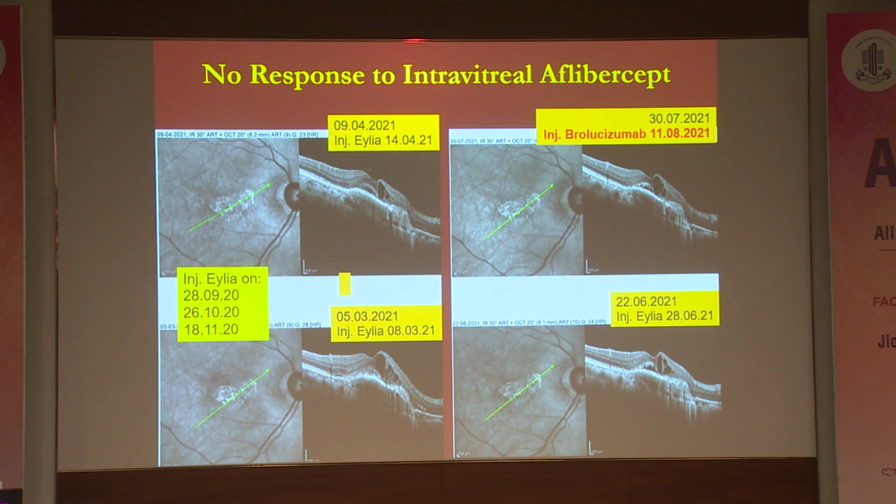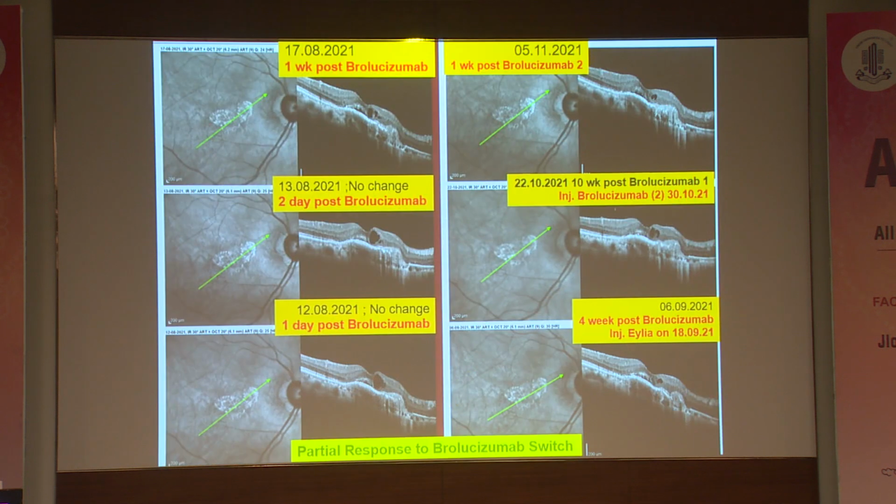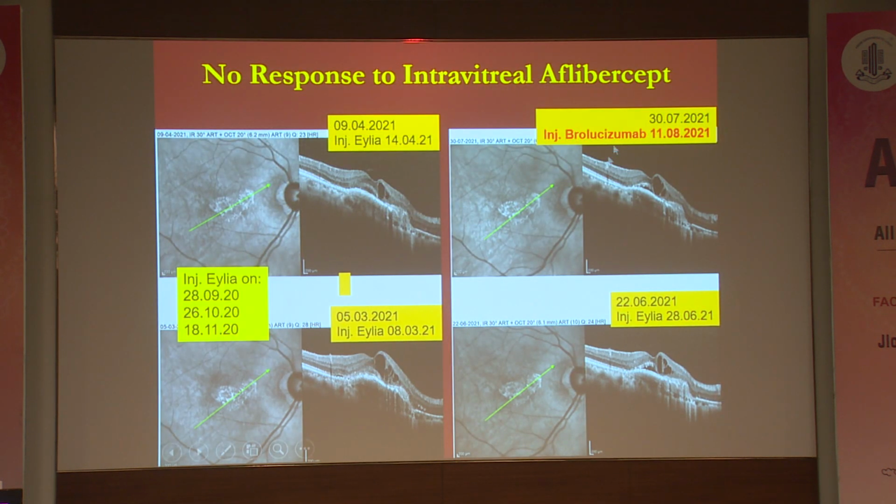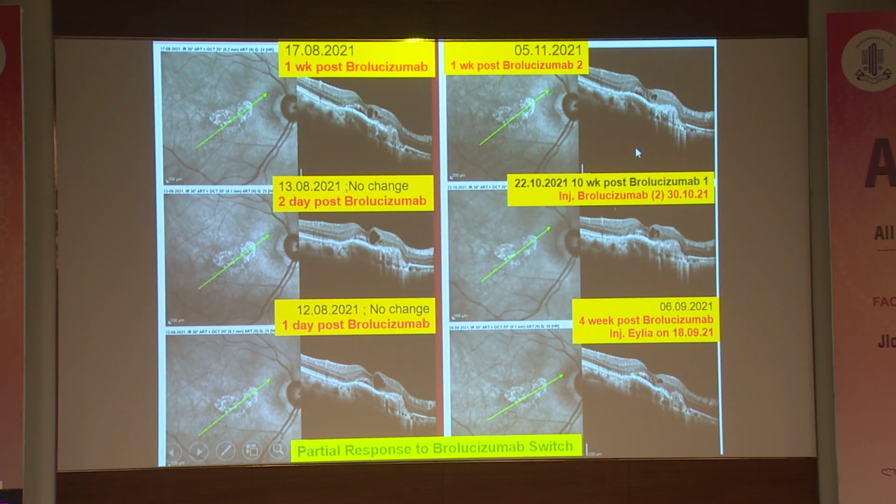This is the second patient. This had an intraretinal cystic cavity. Again, same thing. She just refused to respond. This is months and months of injections being given. And so we decided to give brolucizumab, and you see over here, brolucizumab given. And 1 day post-op, nothing. 2 days post-op, nothing. 1 week post-op, nothing much. But 1 month post-op, you can see the cysts have become less. So there is a partial response.